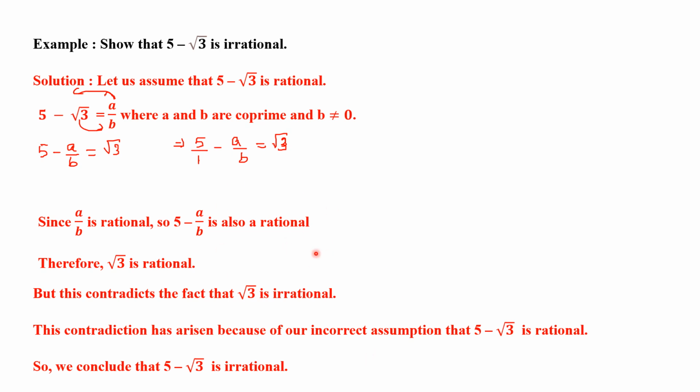Okay, so these types of questions we always have to solve using this contradiction method only. Clear? Now moving to the next question, we are going to start with the exercise questions now. Exercise 1.2, question number 1. Prove that root 5 is irrational.